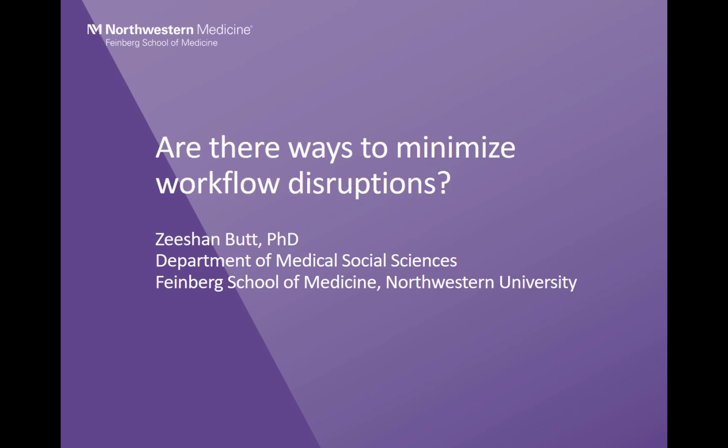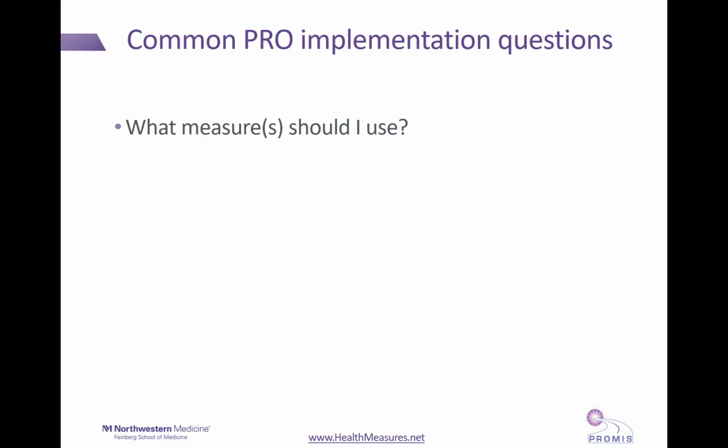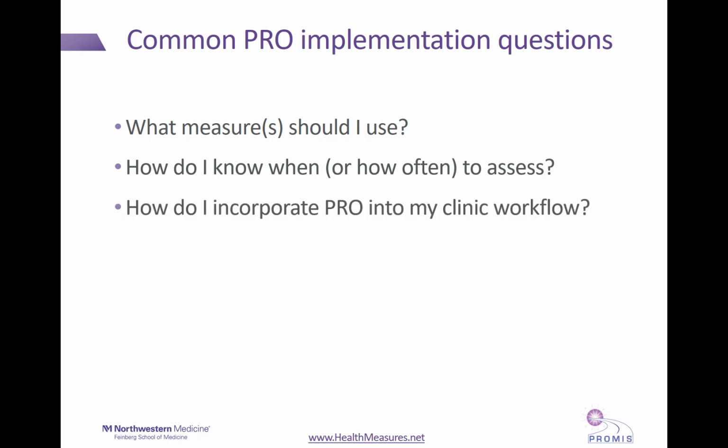Welcome to this tutorial, which will review some common concerns about integrating patient-reported outcomes into clinical workflow and some potential solutions. Some common questions regarding patient-reported outcome or PRO implementation include, what measures should I use? How do I know when or how often to assess patient-reported outcomes? How do I incorporate PRO into my clinic workflow? And what do the scores mean?